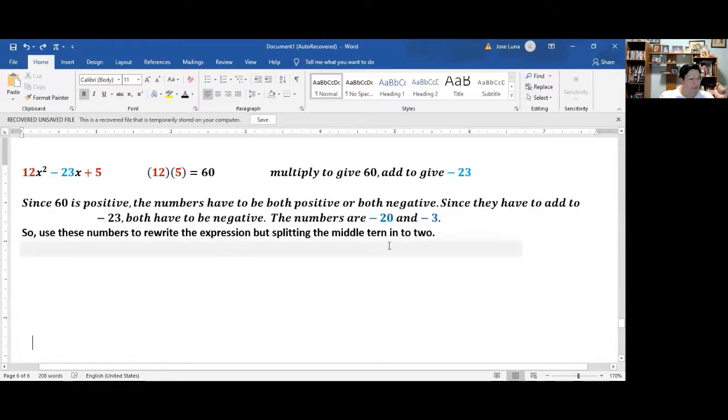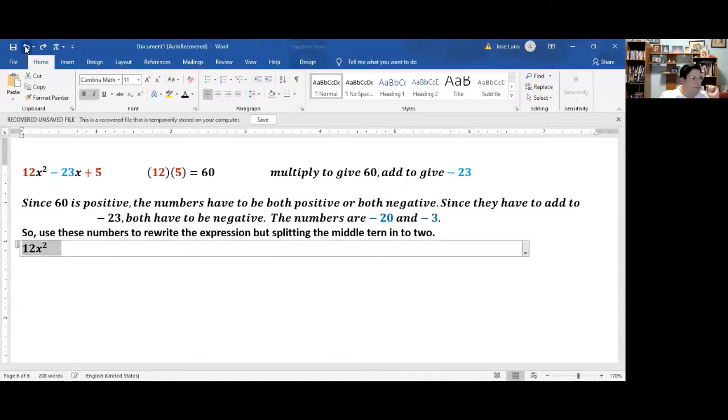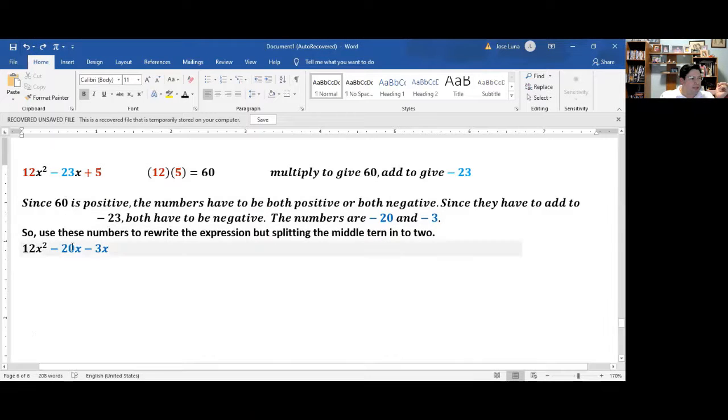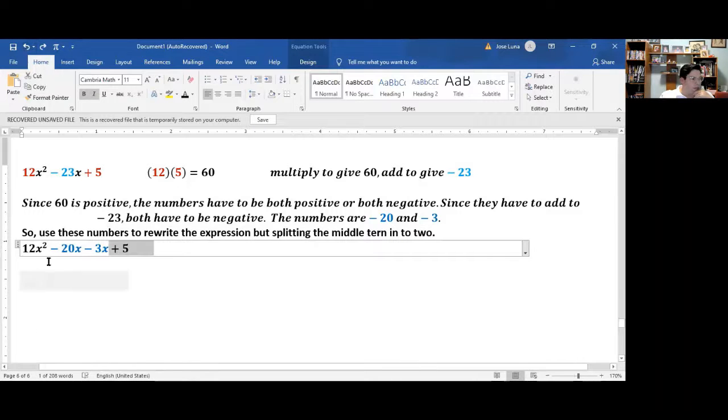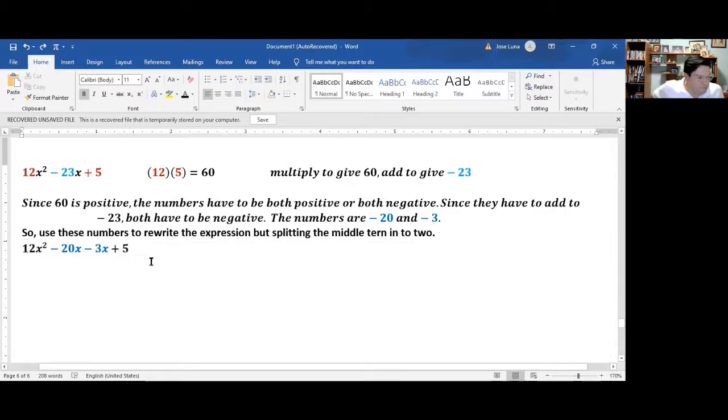So now we use these numbers, negative 20 and negative 3, to rewrite the original expression, but splitting the middle term into 2. This negative 23x, we're going to split it into 2 using the negative 20 and the negative 3. So we copy the first term, that's 12x squared, and now we're going to split it into negative 20 and negative 3, and they have to have the x. This is equal to negative 23x here. And the 5, we just copy. Okay, so now we have 4 terms in this quadratic expression.